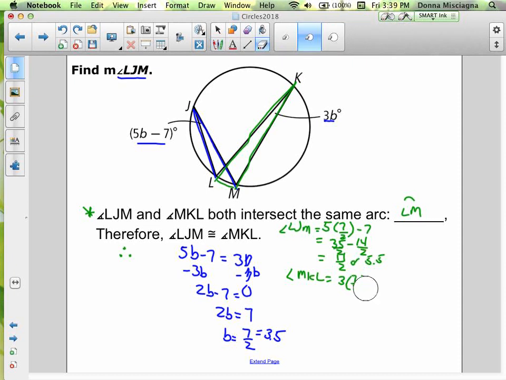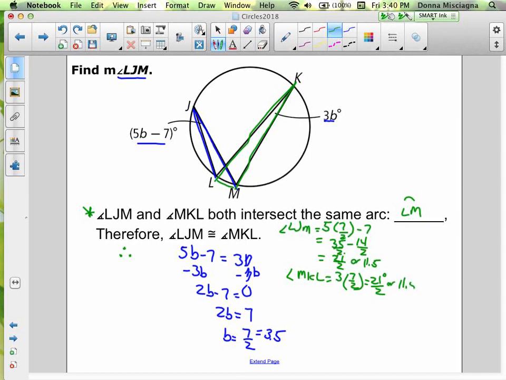Oh, I'm sorry. That is not 11 halves. Here is where it's good to do a check, because 3 minus 1 is usually 2. So that's going to be 21 halves, or 10.5. And if we multiply 7 halves by 3, we get 21 halves. So notice that either way, our angle is 21 halves degrees, or 10.5 degrees.